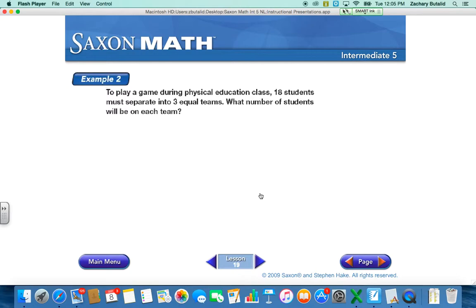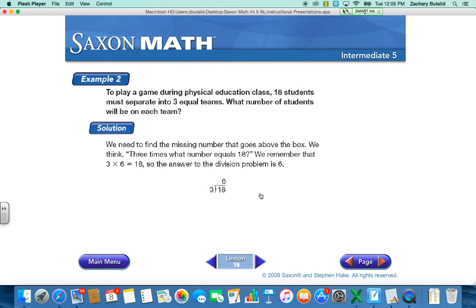All right, to play a game during physical education class, 18 students must separate into 3 equal teams. What number of students will be on each team? All right, we need to find the missing number that goes in the box. So what times 3 equals 18? And we know that 6 times 3 equals 18. So 6, remember, line it up with the 8. So 6 times 3 equals 18. And so our answer is 6 students on each team.